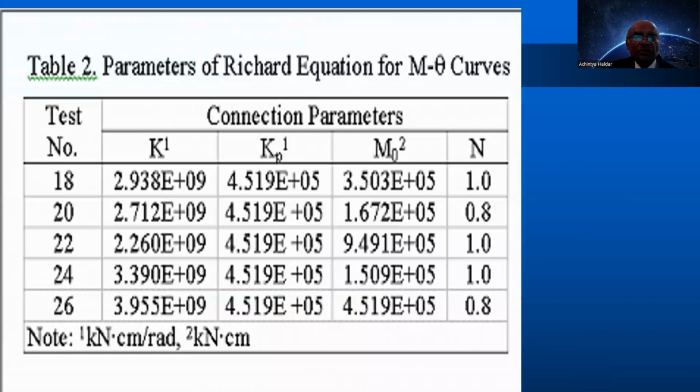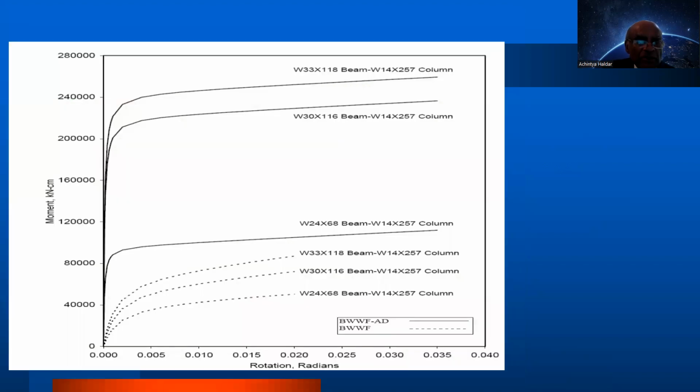So they basically proved that their connections are not going to make the frame weaker. They actually did some full-scale testing, and they shared the data with me. And I am going to show you the result. You can see pre-Northridge connection, dotted, and when we built it with post-Northridge connection, initial slope of this M-theta curve remained the same, but it is much, much stronger.